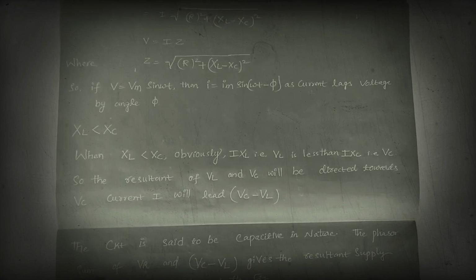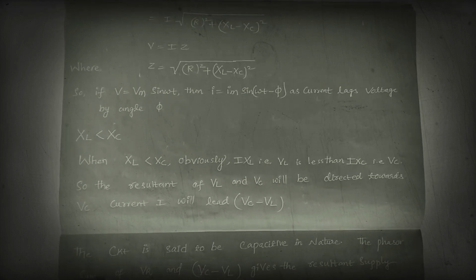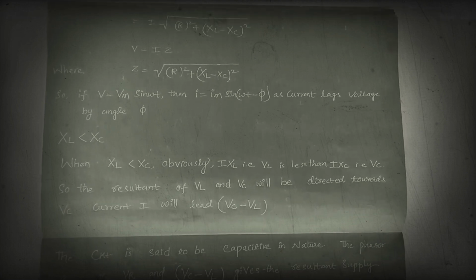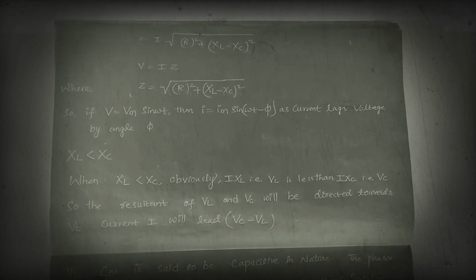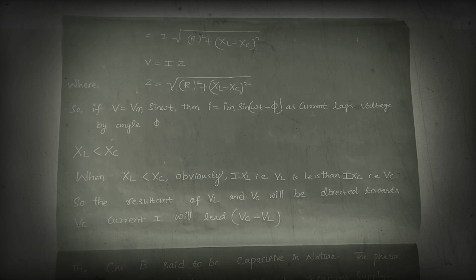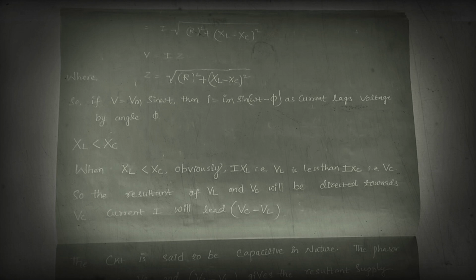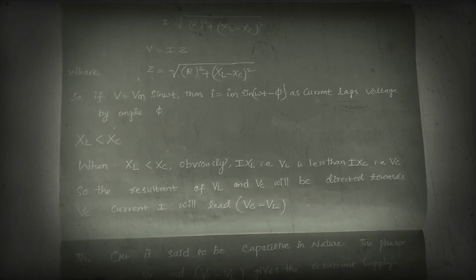If V equals Vm sin omega t, then I equals Im sin omega t minus phi, as current lags voltage by an angle phi.